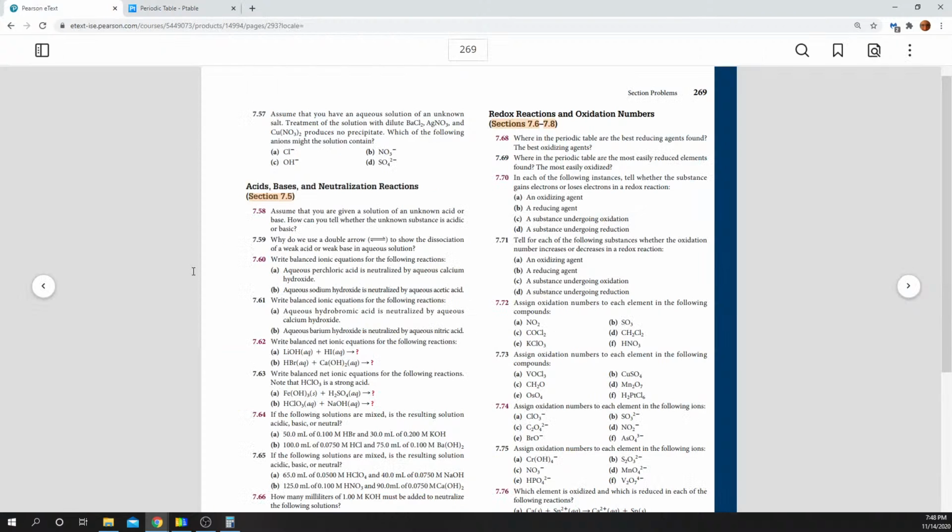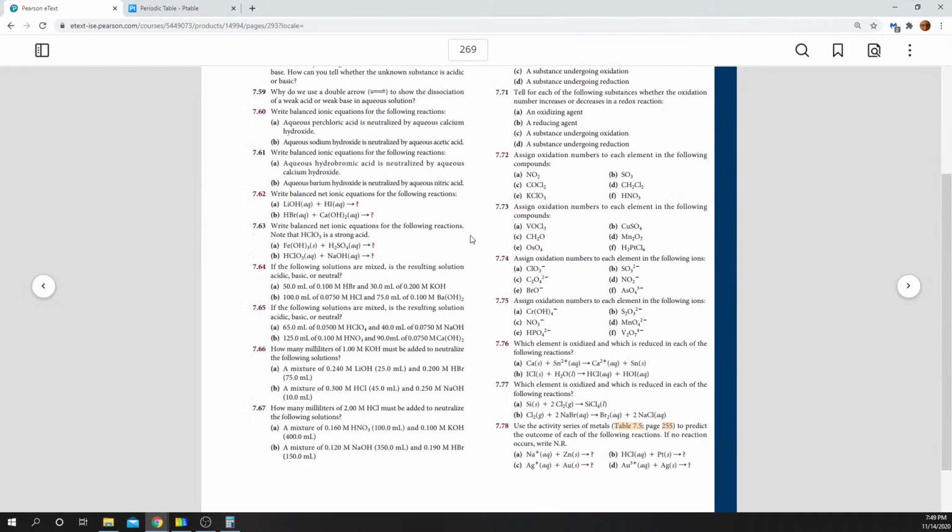In each of the following instances, tell whether the substance gains electrons or loses electrons in a redox reaction. An oxidizing agent is reduced, so it's gaining electrons. A reducing agent is oxidized, it's losing electrons. Undergoing oxidation means losing electrons. Undergoing reduction means gaining electrons.